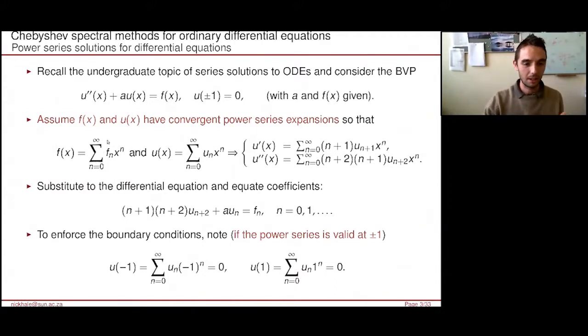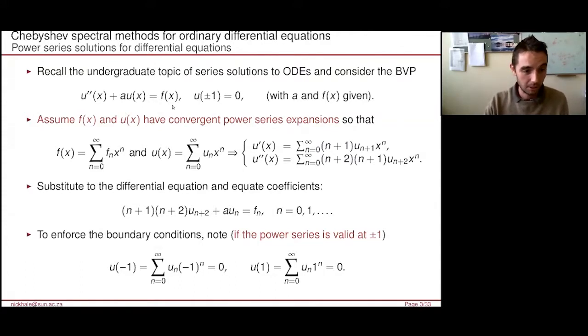Okay, so let me repeat what I said. We're going to assume that we can expand the right-hand side of our equation, F, as a power series, and the unknown solution also as a power series here. Now, if we had a power series of U, we could easily differentiate that power series. We just need to differentiate each of the terms, and we would end up with these for the first derivative and the second derivative.